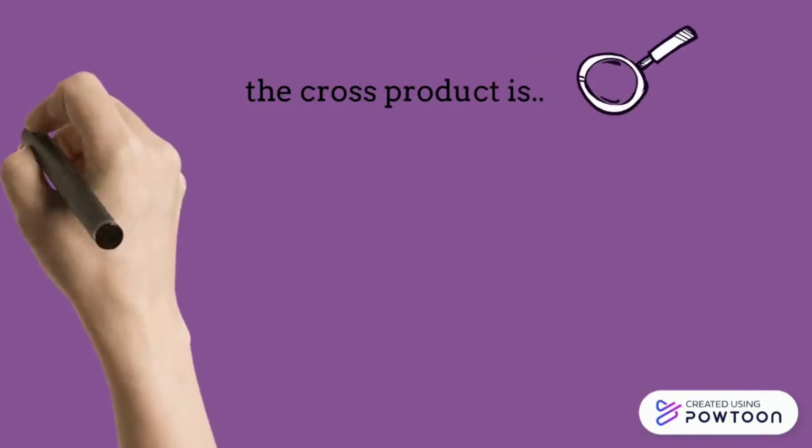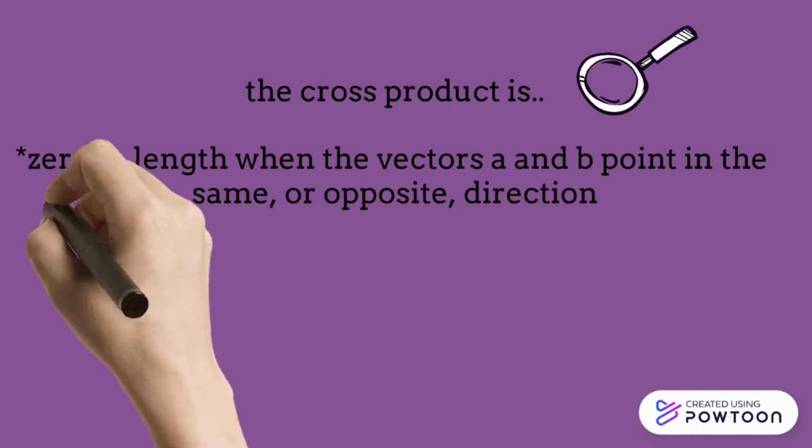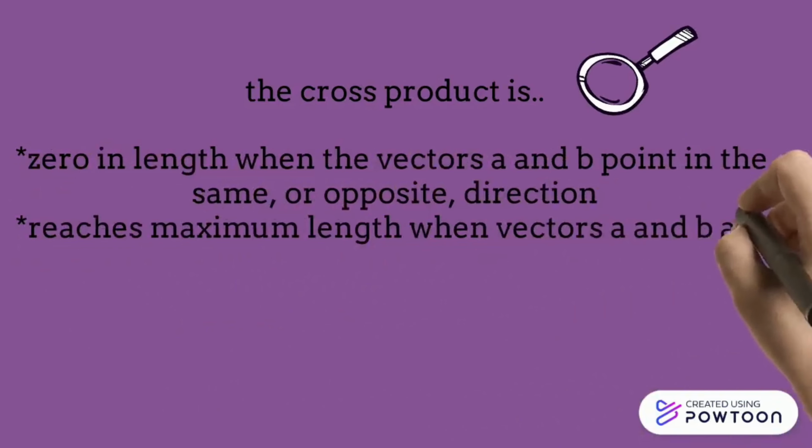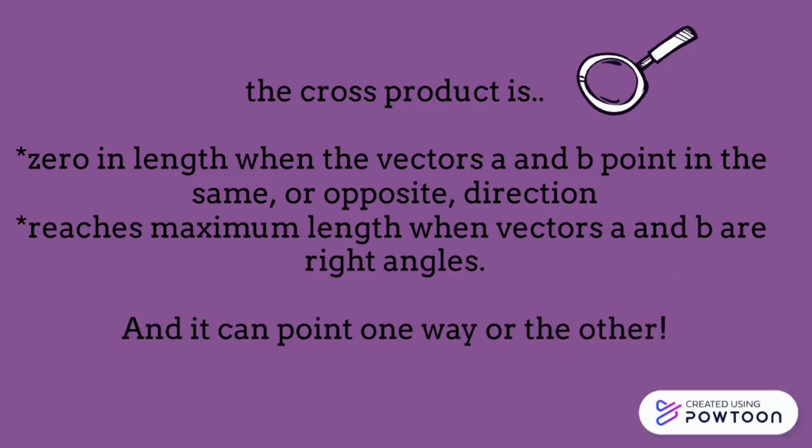Also, the cross product is 0 in length when the vectors A and B point in the same or opposite direction. It also reaches maximum length when vectors A and B are at right angles, and it can point one way or the other.